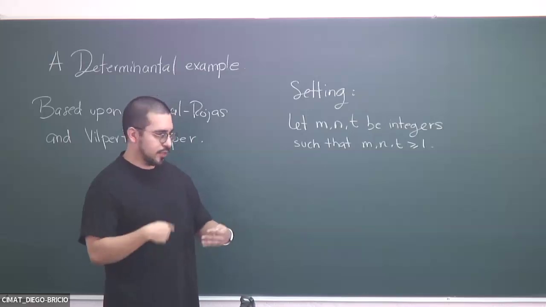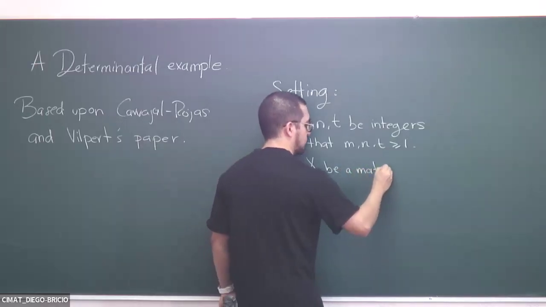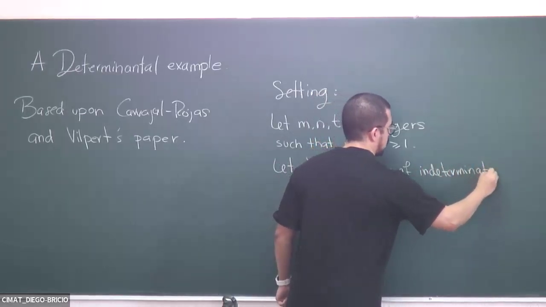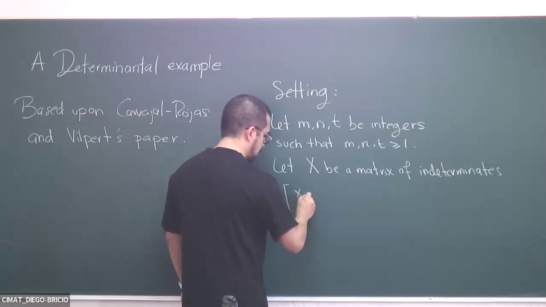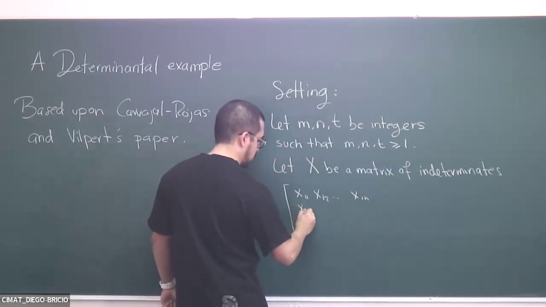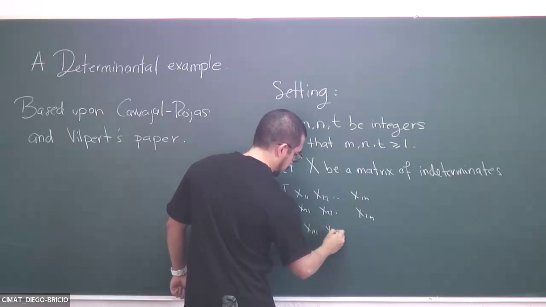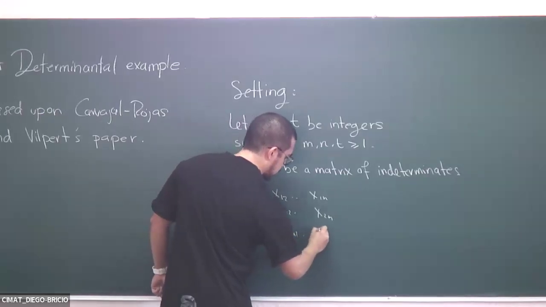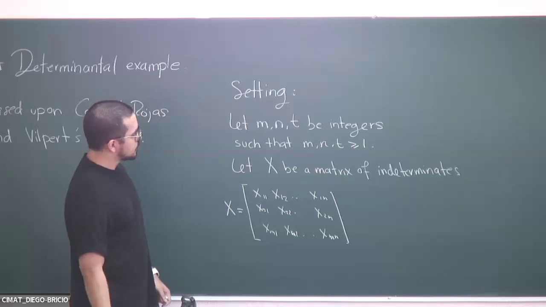Then we're going to take a matrix of indeterminates. That is the matrix of variables of size m times n, and we usually are going to identify the elements in this fashion. So x_11, x_12, so on until x_mn. This is going to be x.